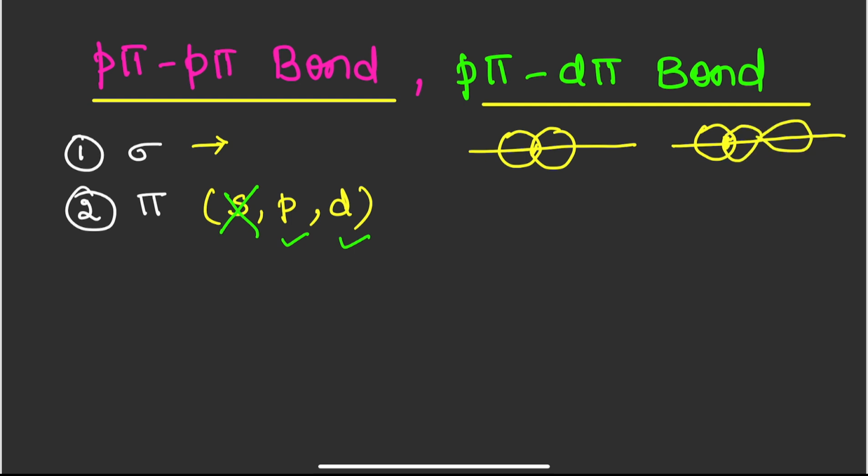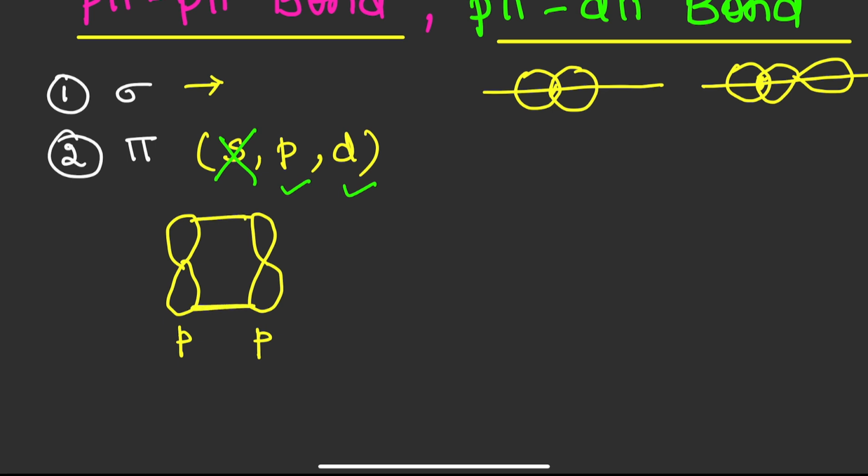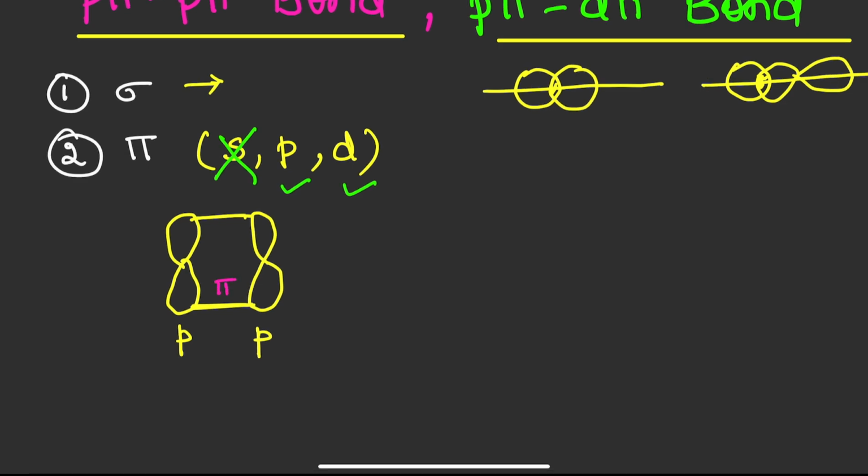Coming to pi bond, how the pi bond will be formed is, take one p orbital. So this is one p orbital. Take the second p orbital. So overlapping sideways like this. For this overlapping, two lobes are required. Here you can see this is one lobe and this is the second lobe. Here these two lobes will overlap and here these two lobes will overlap. So two lobes are required for the formation of pi bond. So this results in the formation of pi bond.